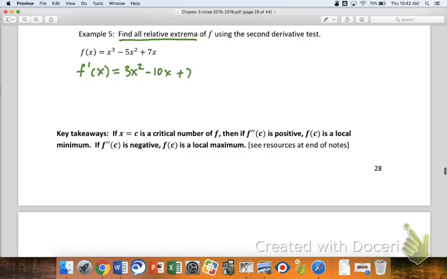I found my first derivative, and I'm about to set it equal to 0. I am not concerned about DNE here because it's a polynomial, right? Okay, so then we solve this. There are a number of ways to solve it. To me, factoring makes a lot of sense.